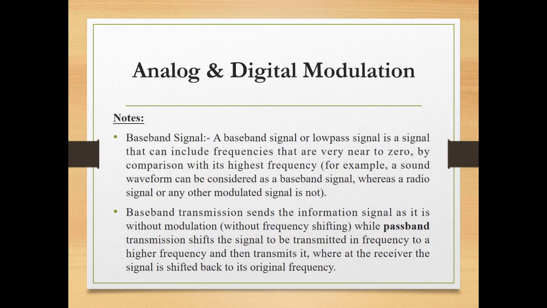We're going to see some of the words which we use in this modulation video. They are baseband signal. Baseband signal means the signal which carries the information or which contains the message. And passband or bandpass signal means it is the carrier signal which is going to carry our message from sender to receiver.